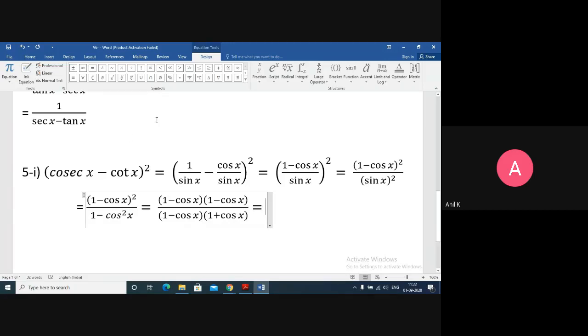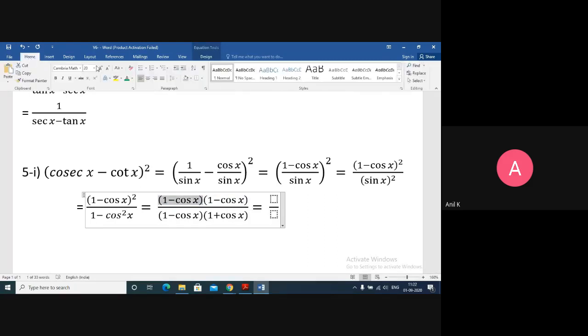Now I think there is a cancellation between the numerator and denominator. This 1 minus cos x will get cancelled. If you want, you can color it. And in the denominator you also have 1 minus cos, which I color with green. Both the terms will get cancelled. So finally I am left with (1 minus cos x) upon (1 plus cos x), and that is your RHS. That's what you have to do.